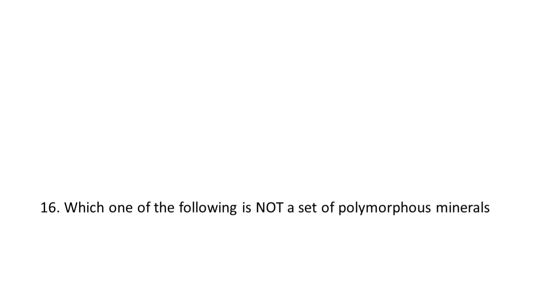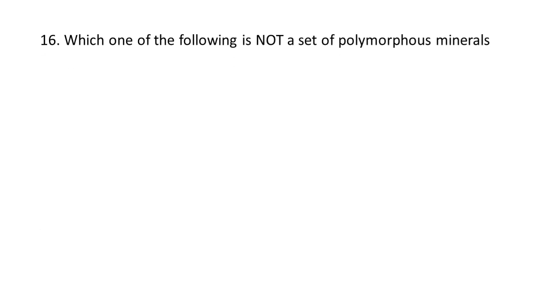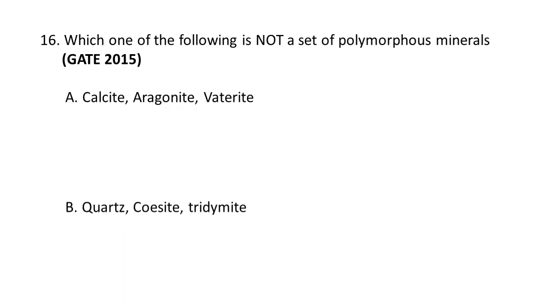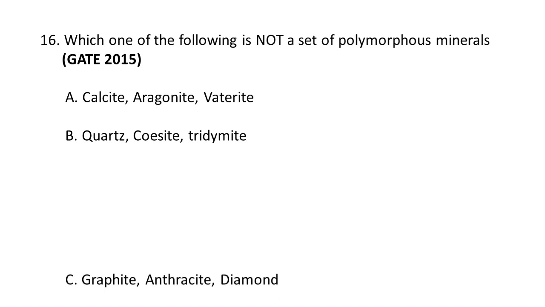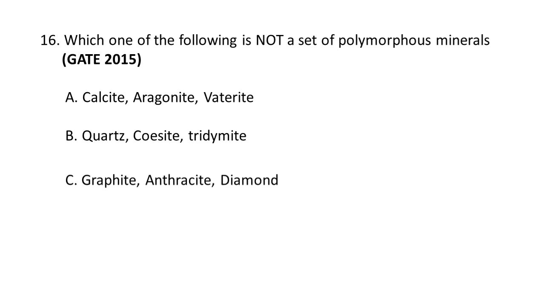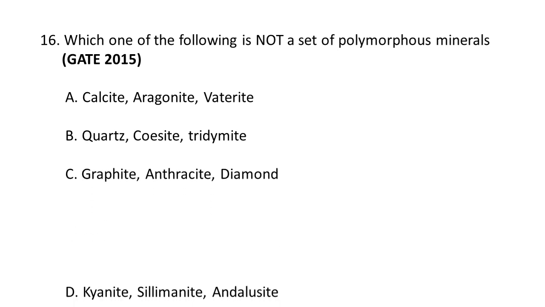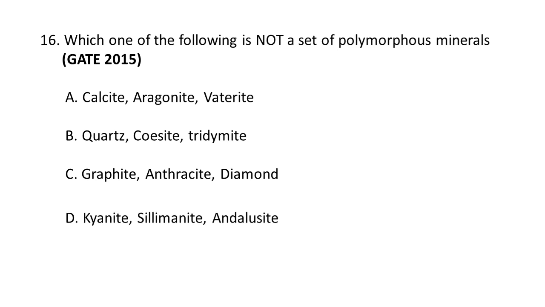Next question. Which one of the following is not a set of polymorphous minerals? Choices are A. Calcite, aragonite, vaterite. B. Quartz, coesite, tridymite. C. Graphite, anthracite, diamond. D. Kyanite, sillimanite and andalusite. So which is not a set of polymorphous minerals?